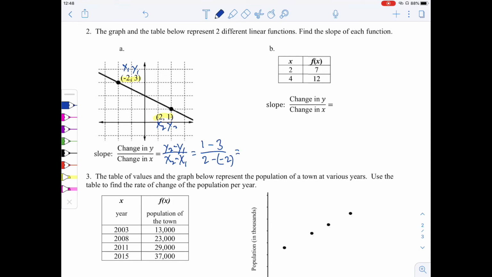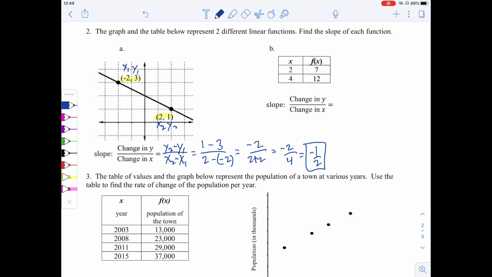And then we subtract it. So 1 minus 3 is negative 2. 2 minus negative 2 is 2 plus 2. So it's negative 2 over 4, which is negative 1/2. And you reduce that. So our slope is negative 1/2.